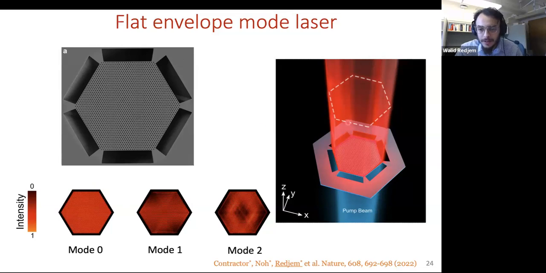And actually, you can see on the sketch on the right side that this surface-emitting laser will emit from the whole surface, and all unit cells will participate together in the lasing mode.